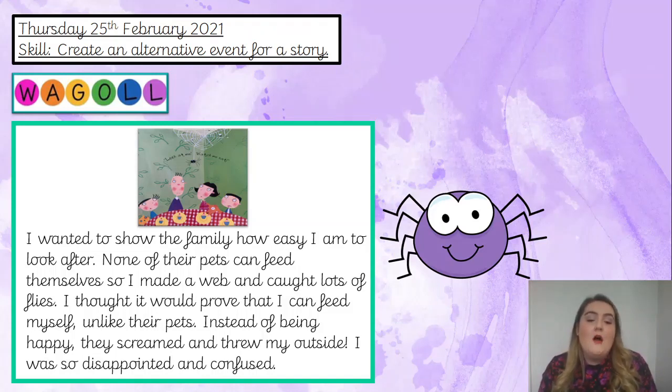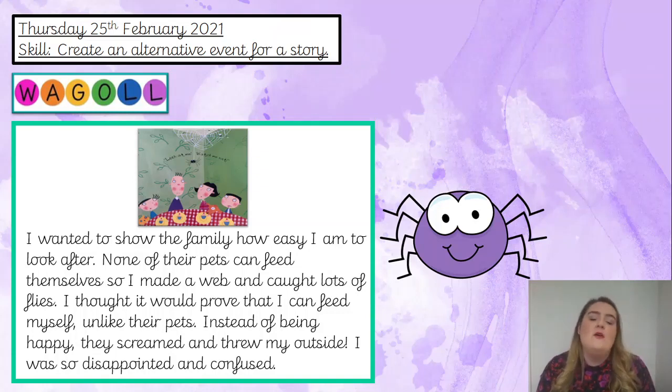So I wanted to show the family how easy I am to look after. None of their pets can feed themselves, so I made a web and caught lots of flies. I thought it would prove that I can feed myself, unlike their pets. Instead of being happy, they screamed and threw me outside. I was so disappointed and confused.